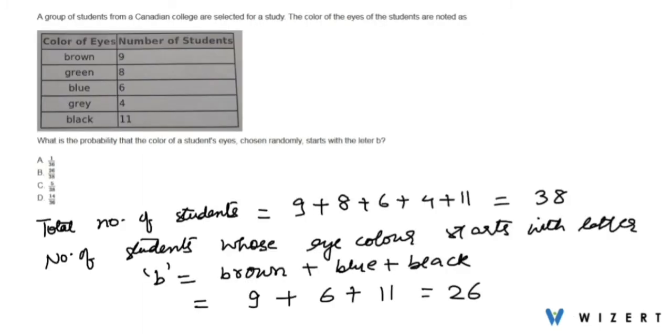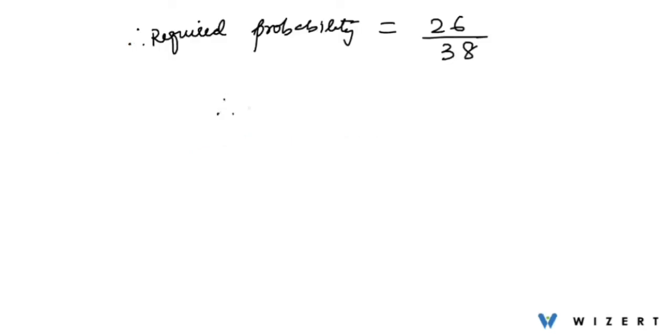Let us check the option. So 26 by 38 is option B. Hence we can say that the answer is option B.